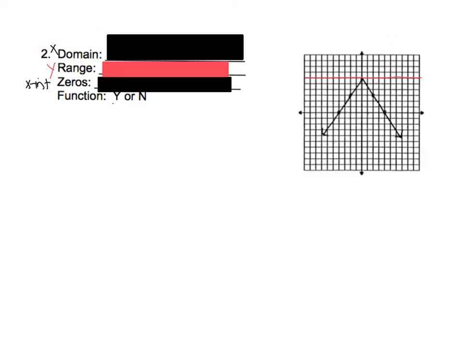All right, so next problem, number 2. We're going to state the domain, range, find the zeros, and say if it's a function or not. Now notice for this graph, I always like, like I said, to draw boxes. Well, we've got little arrows at the ends. So technically, what does that mean? Technically means that this continues forever in that direction and forever in that direction.